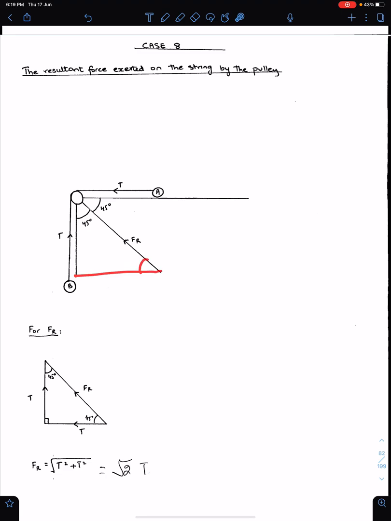This angle is 45 because of alternate angles. Therefore, this angle is 90. Hence, this triangle is right angle. So, by considering this right angle triangle and by using Pythagoras theorem onto this triangle, we can get the resultant force, which is here under root 2d.